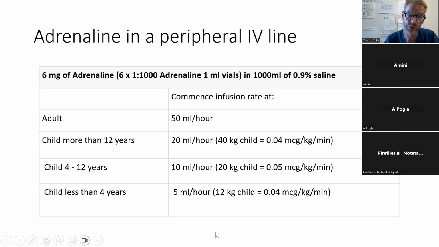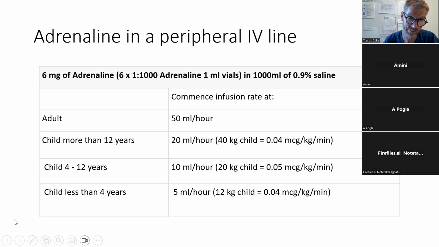Remember, we give it to children who've got hypotension despite an infusion of fluid over 30 to 60 minutes, or in children who've got heart failure. They can benefit from a peripheral infusion of adrenaline for a few hours, and then by that stage, you've started their antibiotics, you've got them on the right therapy, you may have done an echo to look at their heart function, and then you can decide to continue it on or not.